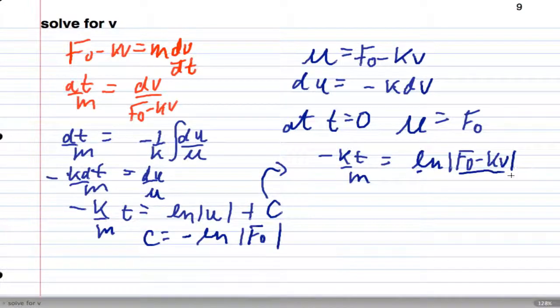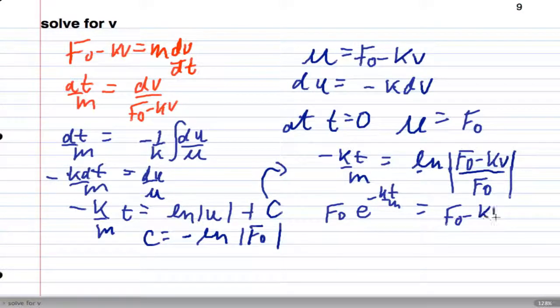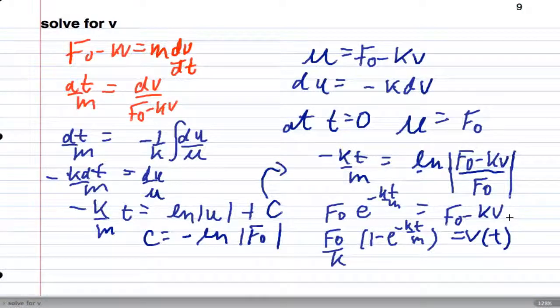over F0. And I'll exponentiate both sides, so I'm going to end up getting F0 e to the negative kt over m equals F0 minus kV. I did a little bit of math there, which we'll actually have to follow. So when I actually end up solving, I'm going to get F0 over k times 1 minus e to the negative kt over m is my velocity as a function of time. That is part C of the problem.